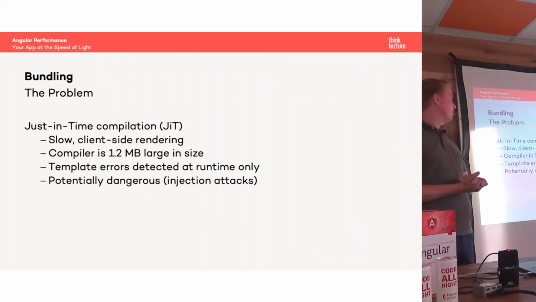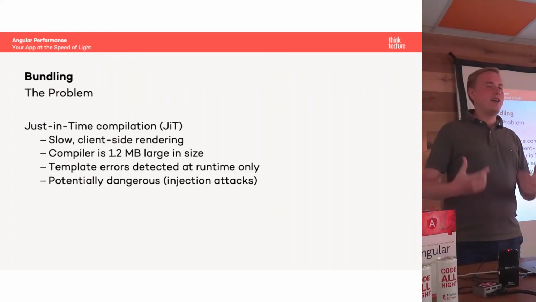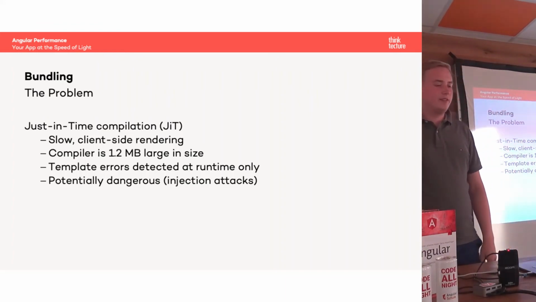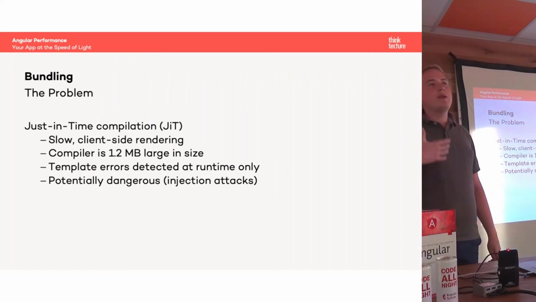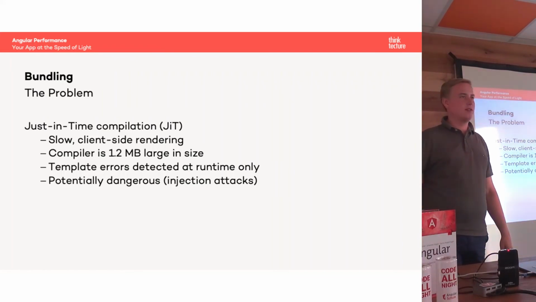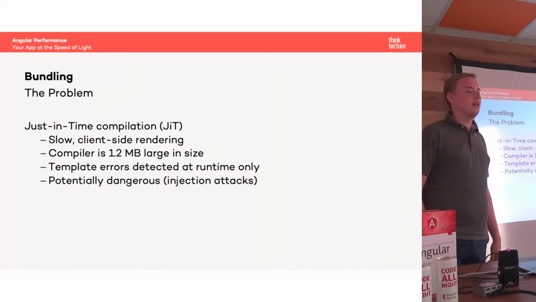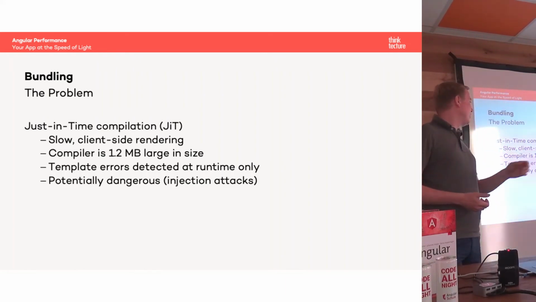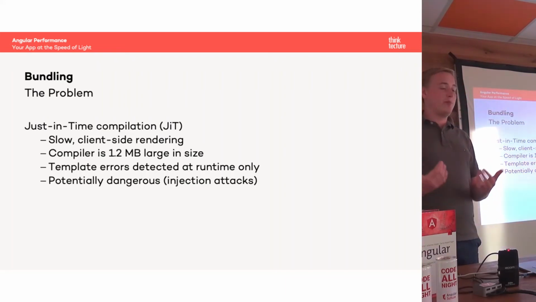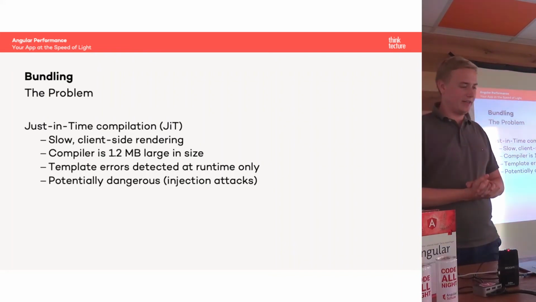When you're using just-in-time compilation, that's most horrible because just-in-time compilation means that your client has to render the templates on the client side. And that may be slow. For example, on mobile devices, it's very slow. On desktop machines, it may be okay. But still, for just-in-time compilation, you need the template compiler, which has a neat little 1.2 megabytes in size that you have to transport to the client beforehand.